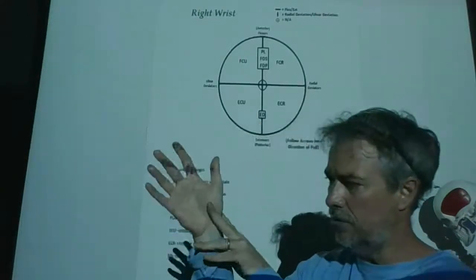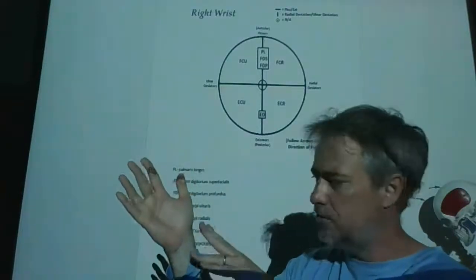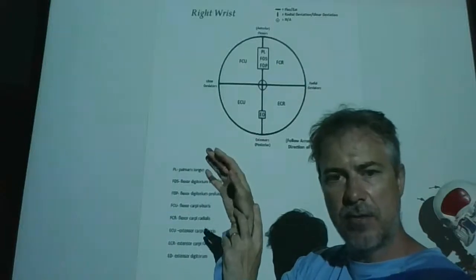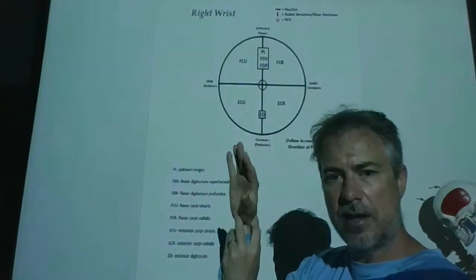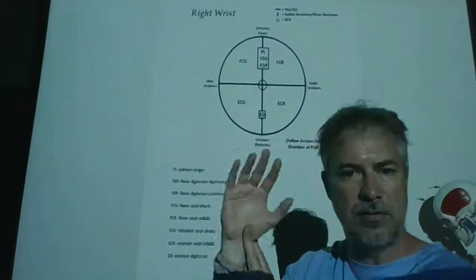The same goes for the radial deviators. These are radial crossing muscles, thumb crossing muscles. You have a flexor carpi radialis and an extensor carpi radialis. They cancel out each other's sagittal and pull together in the frontal.